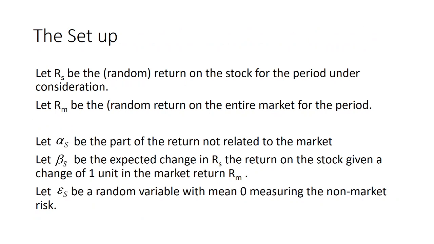So here's the setup. Let R_S be the random return on the stock for a period under consideration, and R_M, M for market, be the random return on the entire market for the period. And let alpha_S be the part of the return not related to the market, and then let beta_S be the expected change in the random return given a change of one unit in the market return, and let epsilon_S be a random variable with mean 0 measuring the non-market risk.